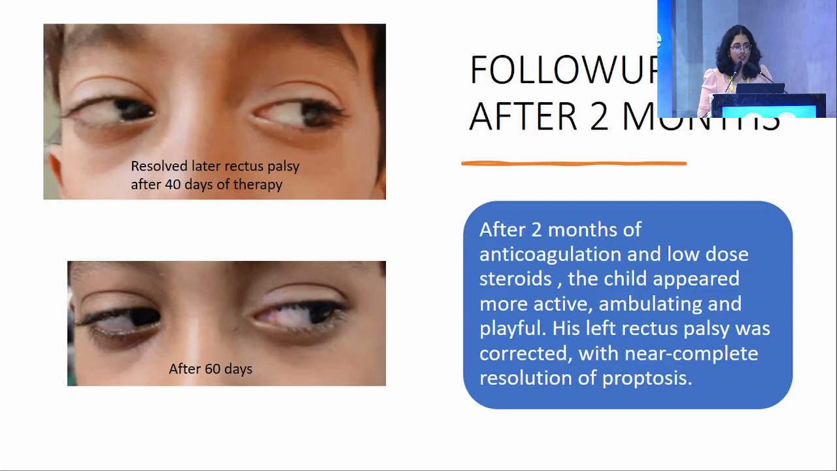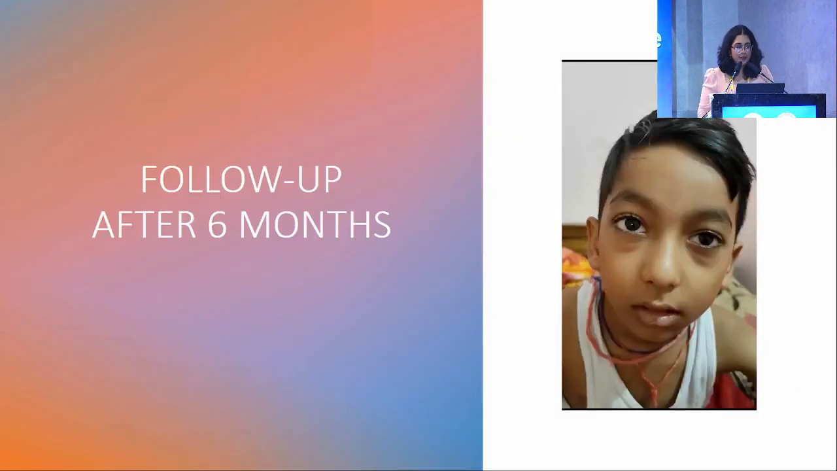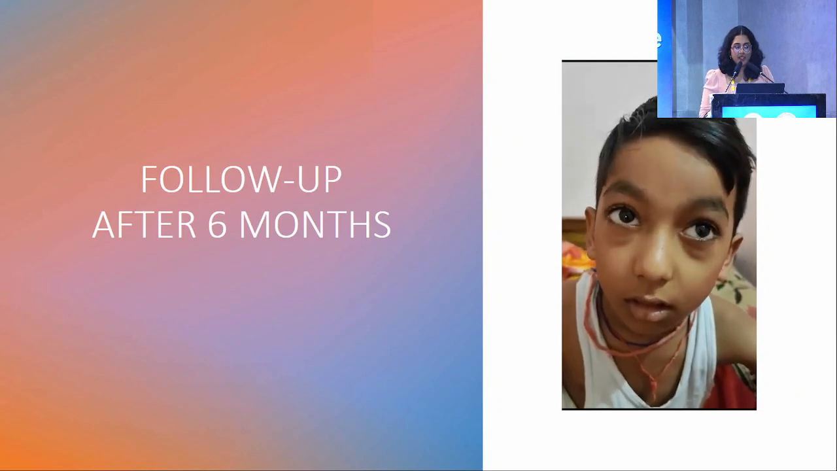After 2 months of anticoagulation and low-dose steroids, the child now appeared more active, ambulating, and playful. His left rectus palsy was also corrected with near complete resolution of proptosis. As you can see in the pictures, picture 1 is after 40 days of therapy and picture 2 after 60 days. At follow-up after 6 months, here you can see the child is able to abduct very well.